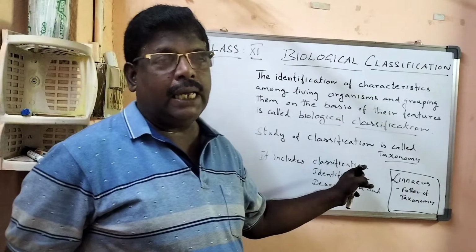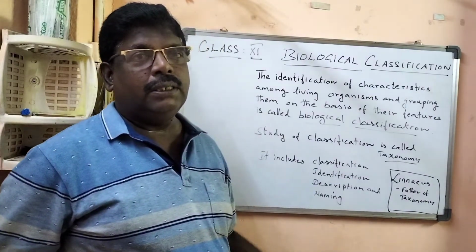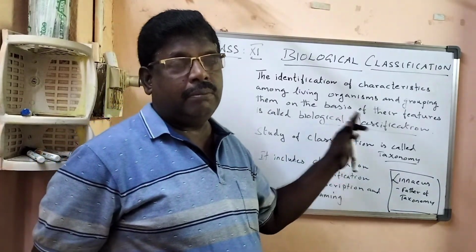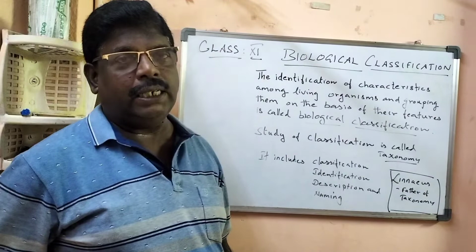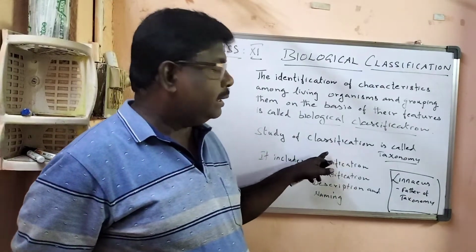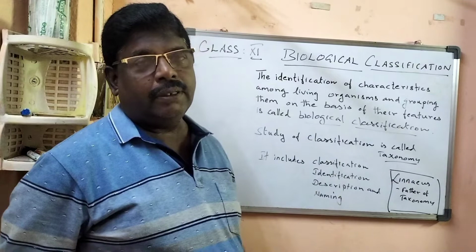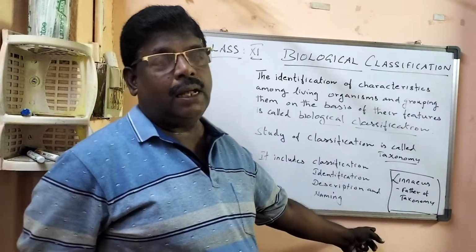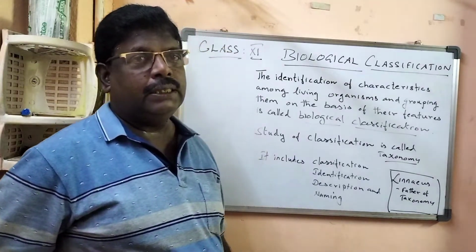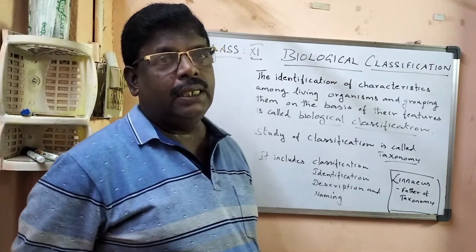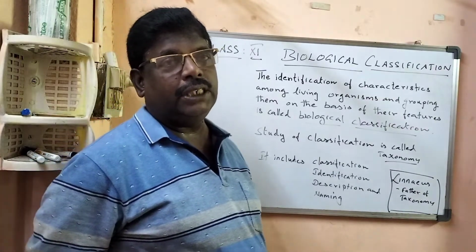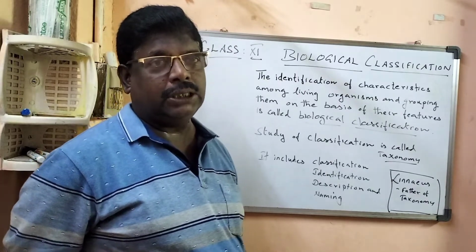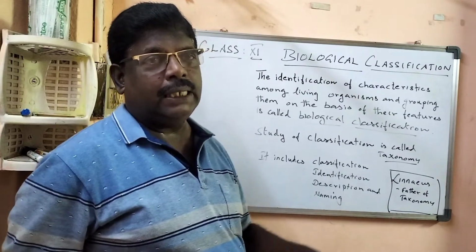The technical term for classification is taxonomy. The study of classification is called taxonomy. Classification makes the study easy to understand. Carolus Linnaeus is regarded as the father of taxonomy. He first started initiating classification. He broadly grouped organisms into kingdom Plantae and kingdom Animalia, that is, plants and animals.